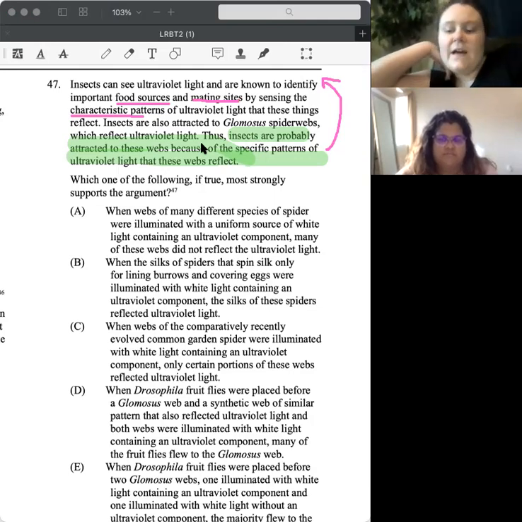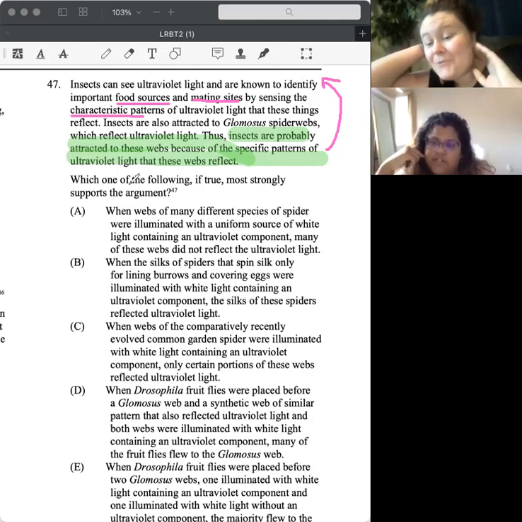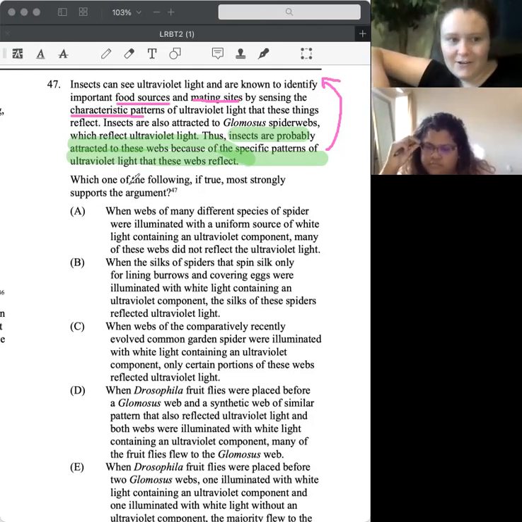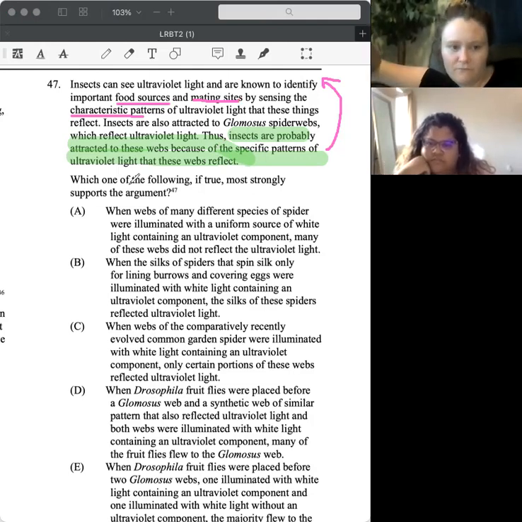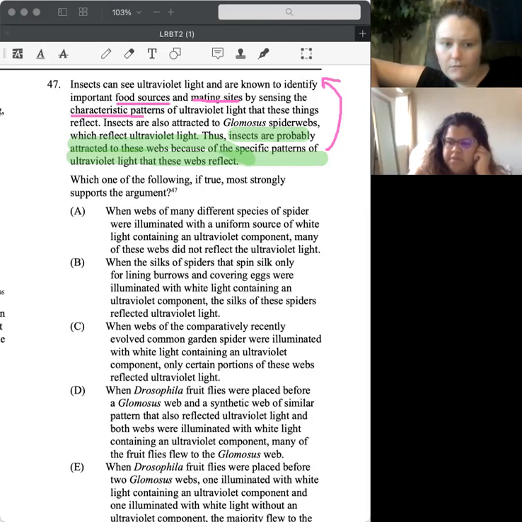All right, so let's start with A. What we're strengthening is the idea that insects were attracted to the webs because of the specific patterns of ultraviolet light that these webs reflect. So: when the webs of many different species of spiders were illuminated with a uniform source of white light containing an ultraviolet component, many of these webs did not reflect.